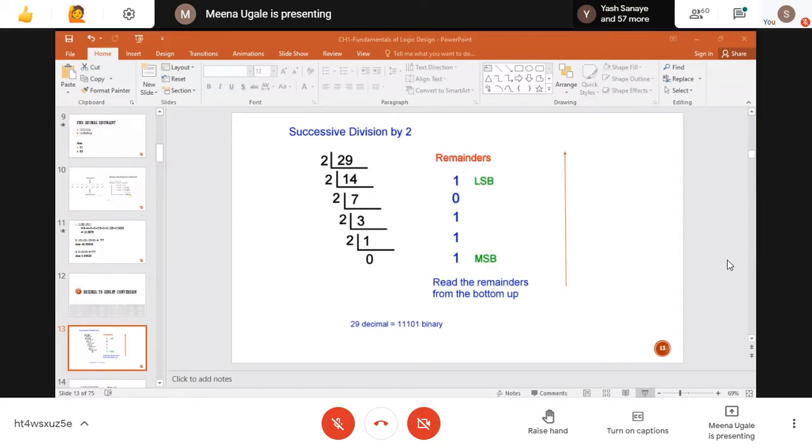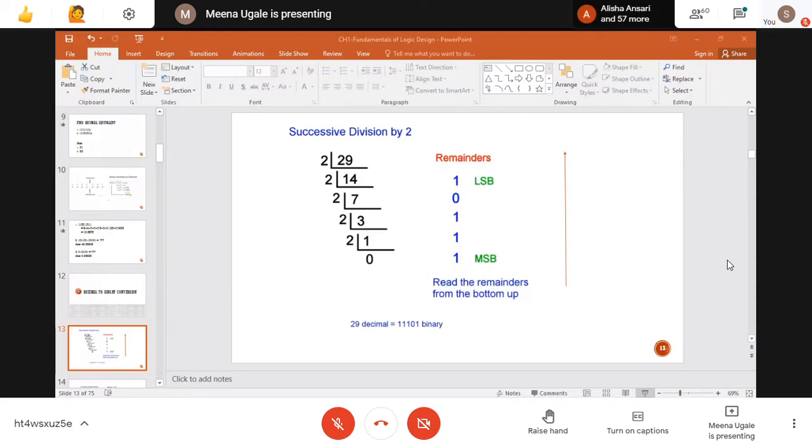Now I'm going to use the exact opposite method. I have a decimal number and I want to find its binary equivalent. Please observe this screen properly. The number is 29, and I want to find its binary equivalent. I'm going to divide it by 2 because the base is 2, since we are finding the binary.